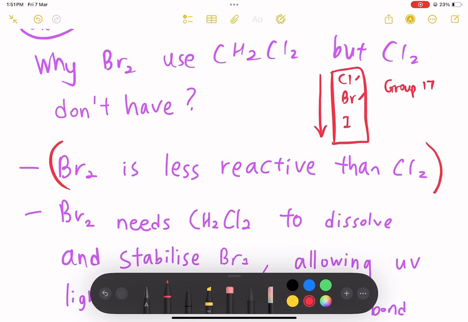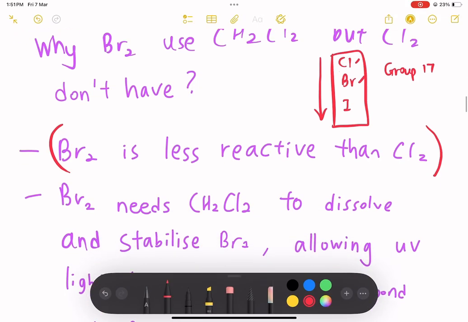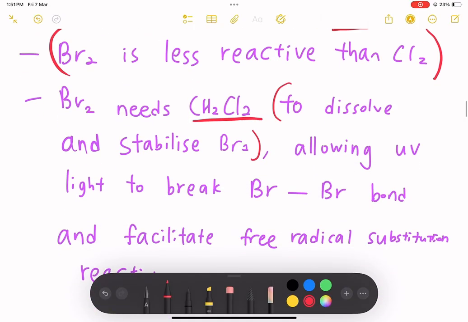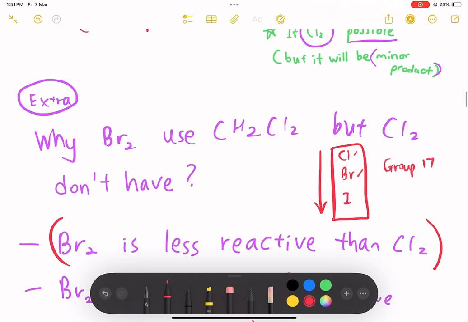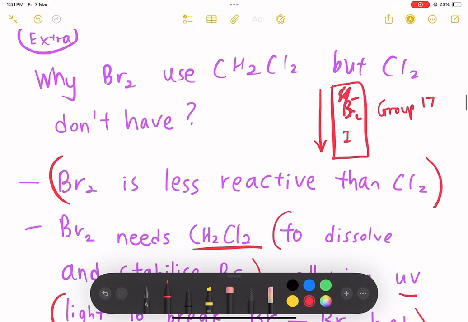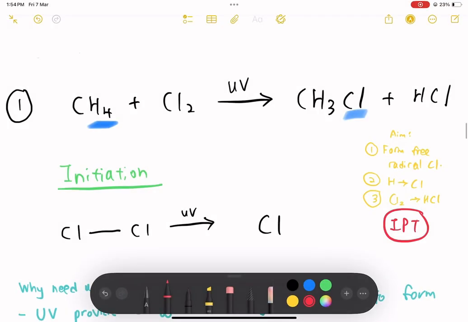Since bromine is less reactive than Cl2, it needs dichloromethane to dissolve and stabilize bromine in order to allow UV light to break the bond and facilitate the free radical substitution reaction. In simple words, Cl2 has no need for CH2Cl2, but Br2 needs it. We need to see about the mechanism now.